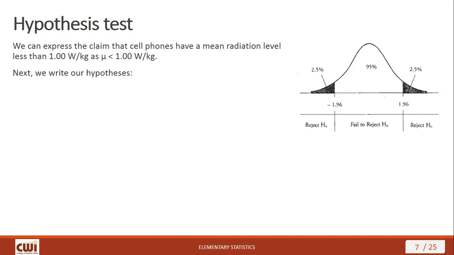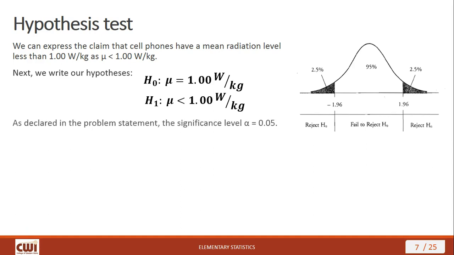Next, we write our hypotheses. So first we're going to start with the null hypothesis, which, remember, the null hypothesis is always a statement of equality. Then the alternative hypothesis typically reflects the claim. So in this case, we just take that symbolic notation for the claim and we turn that into our alternative hypothesis. So here are our hypotheses you see on the screen. Mu equals 1 for the null hypothesis. Mu is less than 1 for the alternative. Now, as declared in the problem statement, we have a significance level alpha of 5%.